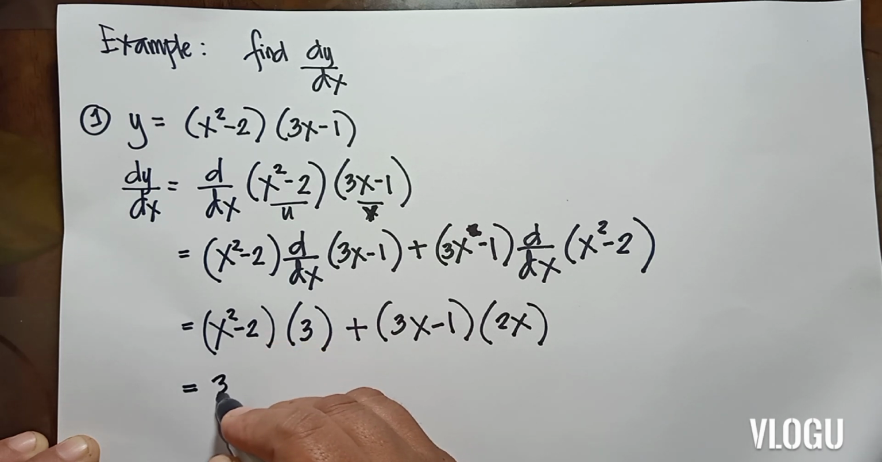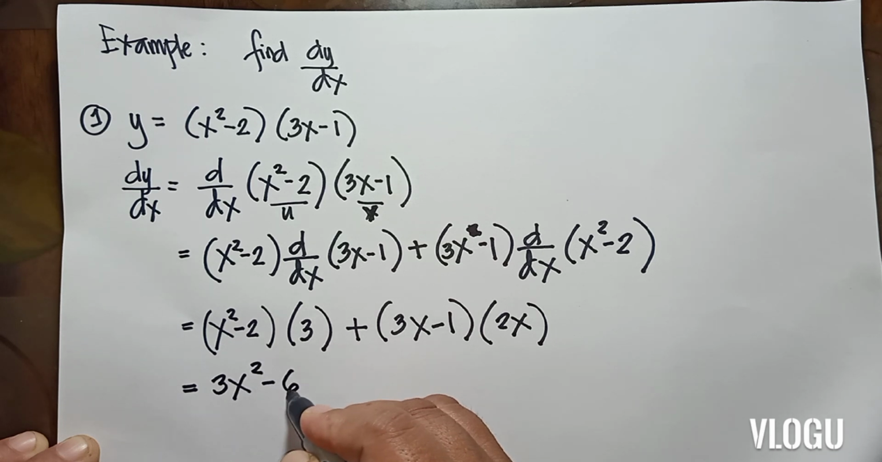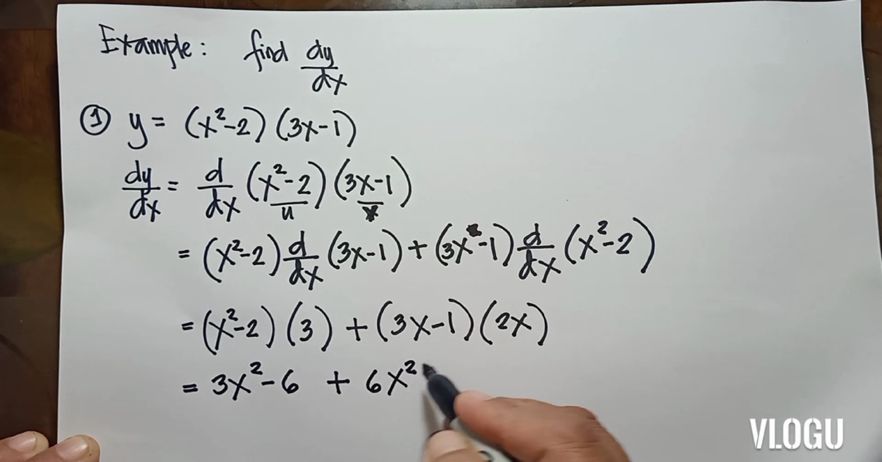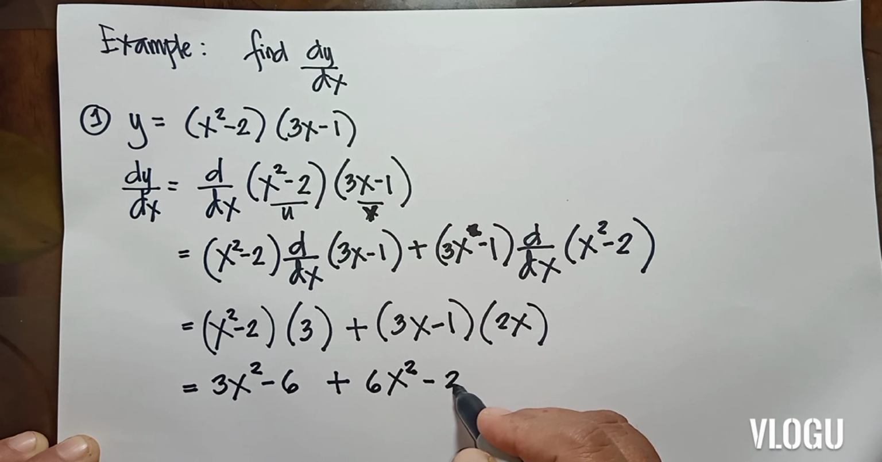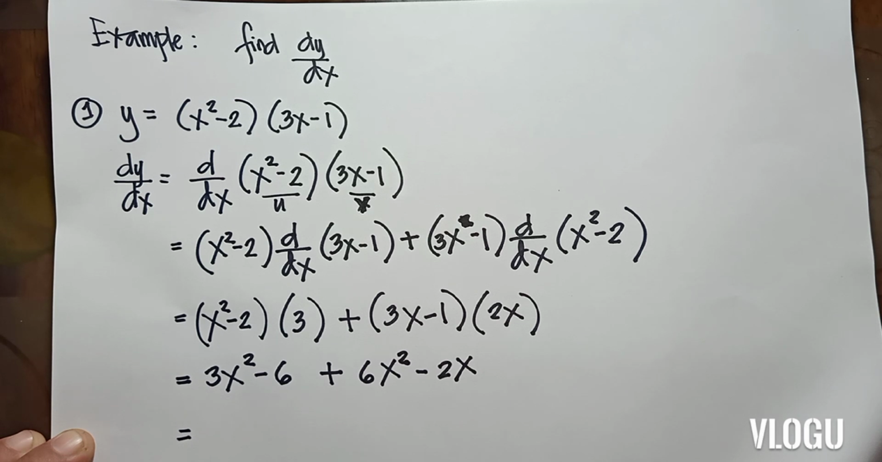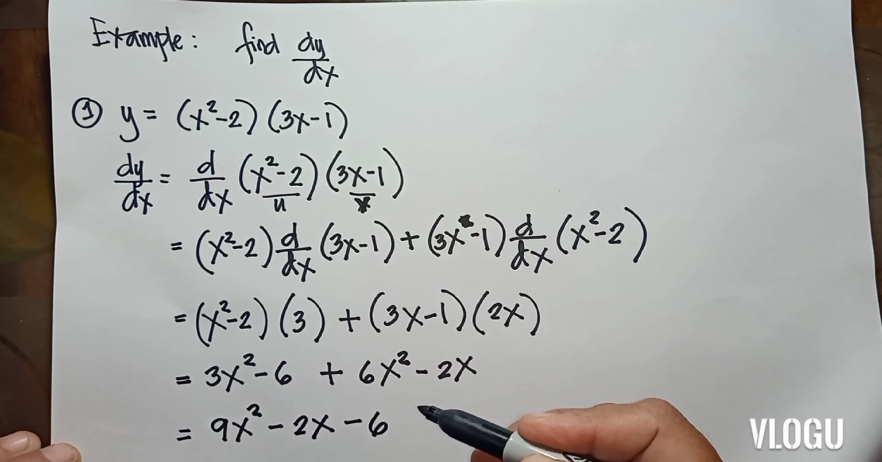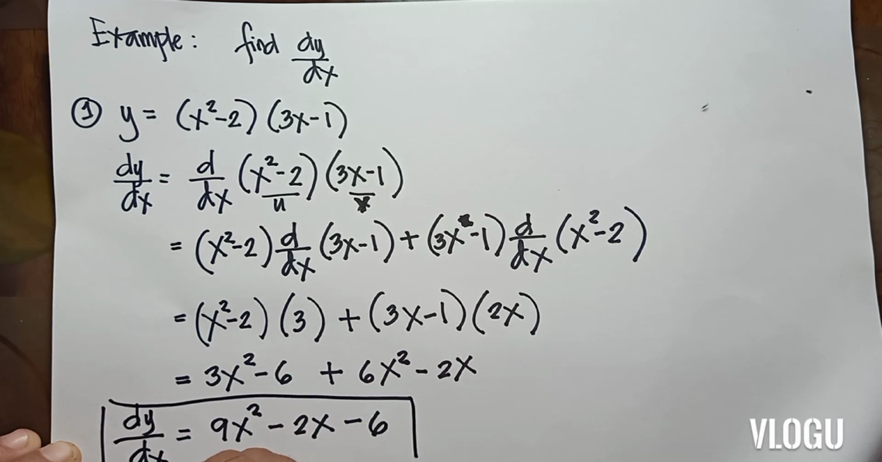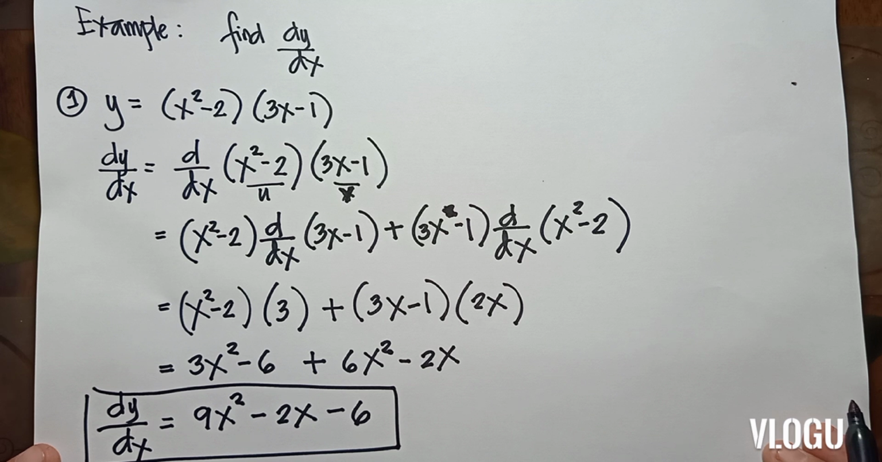Then we multiply 3 inside. So you will have 3x squared minus 6, plus 2x times 3x, that is 6x squared, and 2x times negative 1, that is negative 2x. So our final answer is 3 plus 6, that is 9x squared minus 2x minus 6. This is now our final answer, dy over dx.